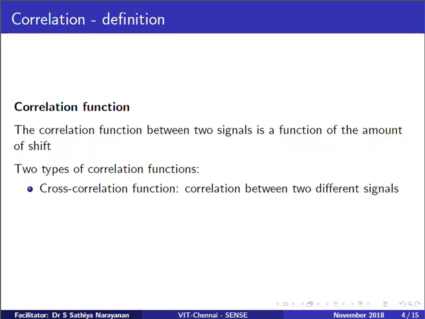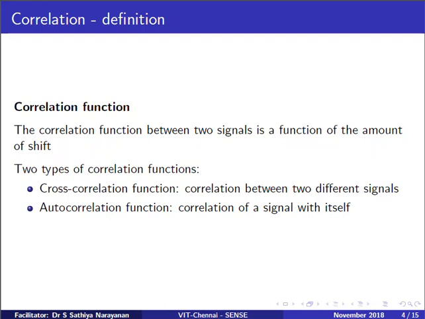First is the cross correlation function. It is the correlation between two different signals. That's why the name cross correlation. The other one is autocorrelation, which means the correlation of a signal with itself. In applications like radar, where you send a signal and receive an echo of it, the cross correlation plays an important role in detection.